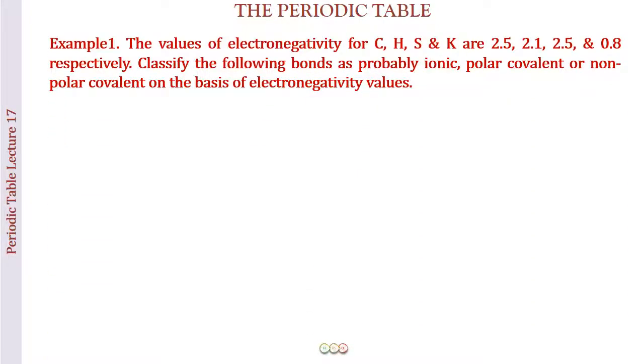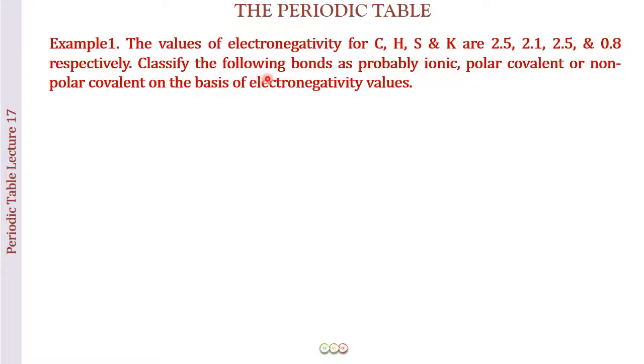Next, I have a few questions just to have a rough idea of what all we have been talking about. These electronegativity values that we discussed, please remember they are all just indicative. They are not exact values. So please do not go along a hard and fast rule that this is the value that should come. These are just going to give us an indication. The values in the question are the electronegativity values for carbon, hydrogen, sulfur and potassium. They are given to be 2.5, 2.1, 2.5, 0.8 respectively.